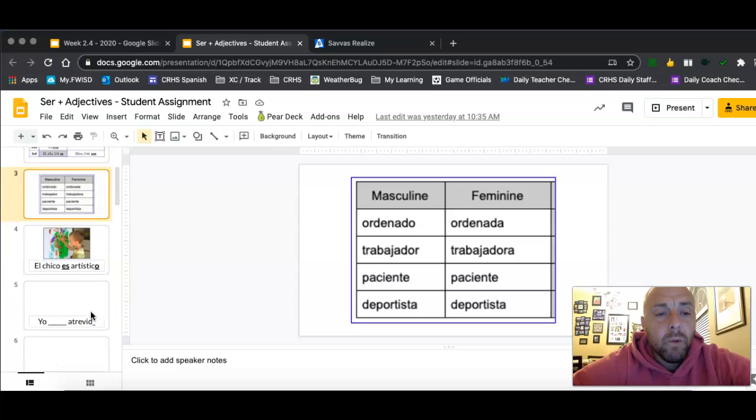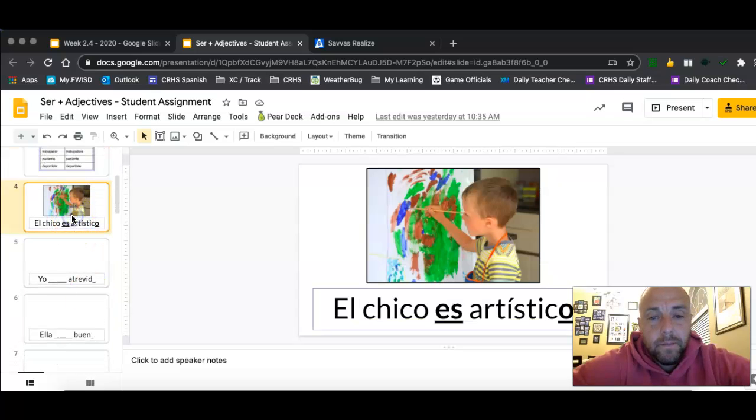So, what we're going to do is: el chico es artístico. The boy is artistic. Okay, so I went through off of our vocab list. I pulled all of those vocab words in, and then we had some subjects. We had el chico, la chica, el amigo, my friend, la amiga, excuse me. And then we had yo. Okay. So those are the subjects you're going to see.